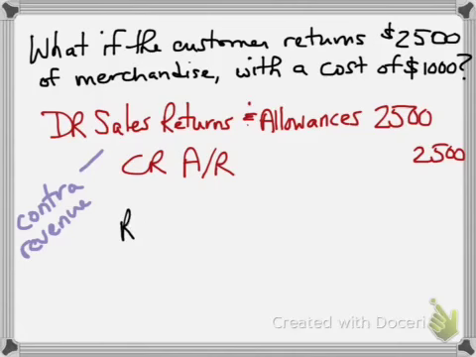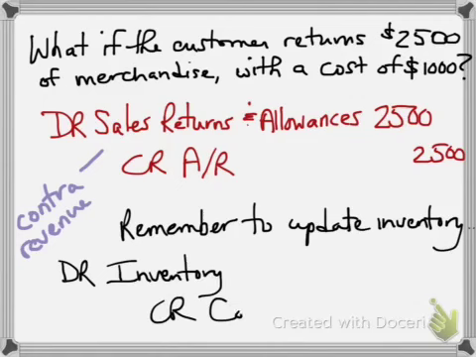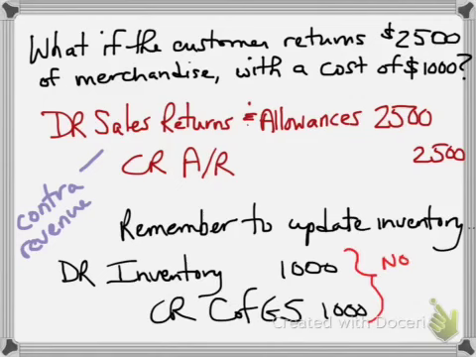Then we also have to remember to always update the inventory: debit the inventory account, credit cost of goods sold for the $1,000. So notice it's a complete flip-flop or reversal of the usual entry. When we sell, it's debit cost of goods sold, credit inventory. When the customer returns merchandise, inventory is coming back. So we have an increase to inventory, debit inventory for $1,000, and we're reducing cost of goods sold, reducing the expense by $1,000.